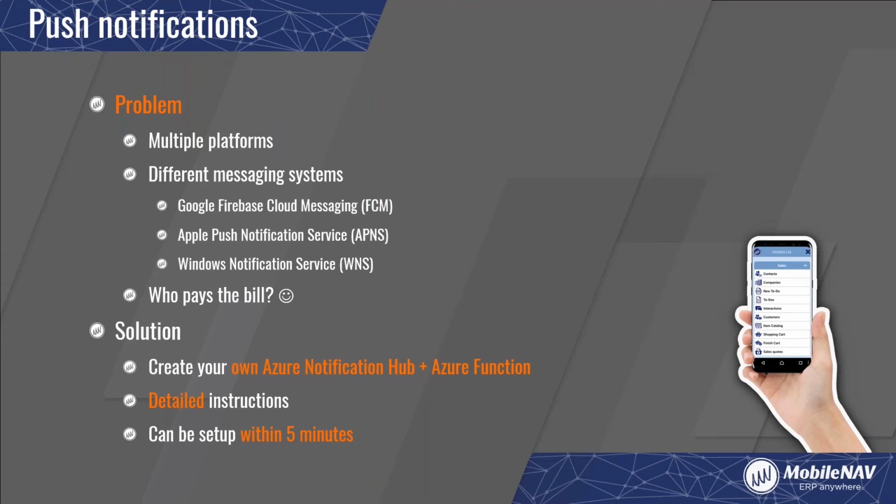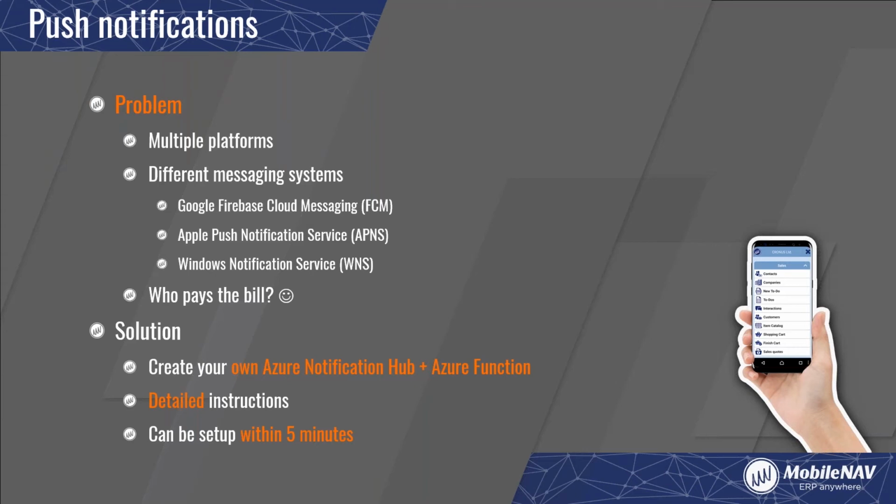But the second problem is, how do you send a notification through the hub? That was not directly possible from Business Central, especially Business Central SaaS. So for that, we have designed a very simple Azure function which you can also deploy. Basically those are the two things you need to do, and you need to deploy them on your Azure subscription.